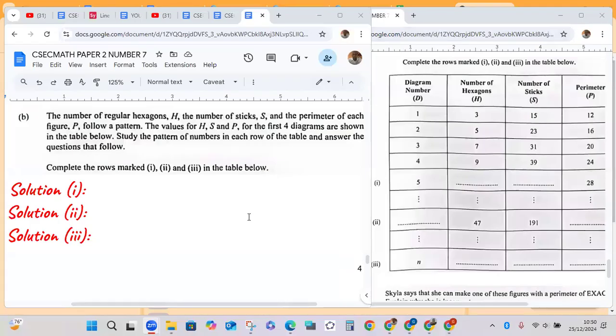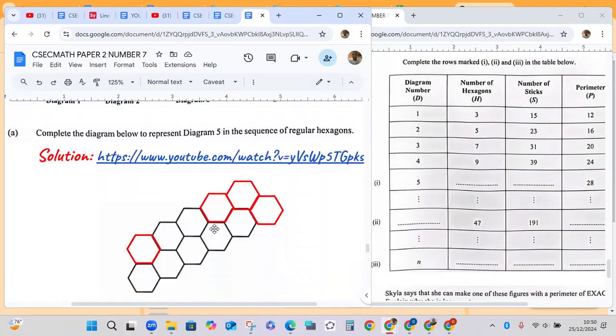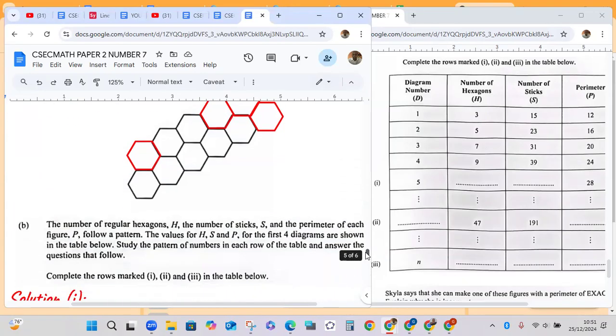In this recording, we are going to discuss the CSEC Math Paper 2 of May 2024, number 7, which deals with patterns and sequences. In the previous video, we discussed part A already, to construct the fifth figure. And we noticed that for each subsequent figure, the number of hexagons increased by 2. So we're going to part B now.